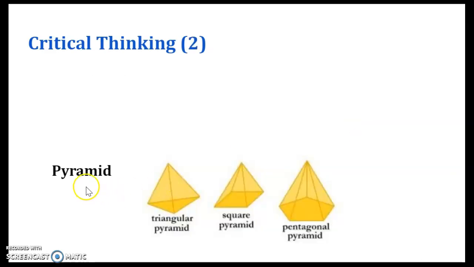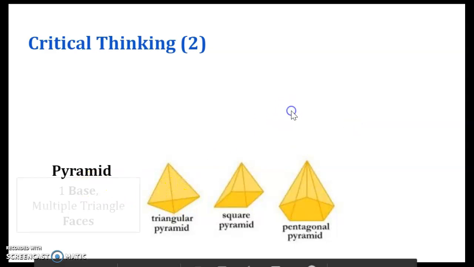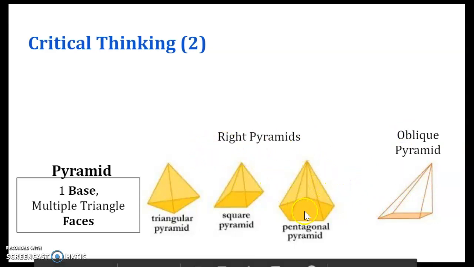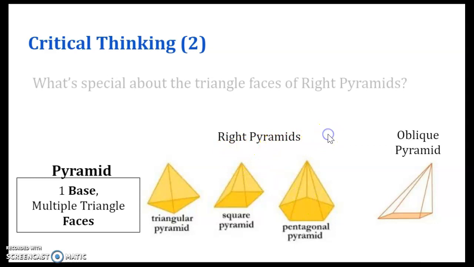And similarly, for pyramids, we have this pyramid. You have one base and multiple triangle faces. And this one, which is just slanted, we call an oblique pyramid, while the ones that look symmetrical and upright, we call right pyramids.